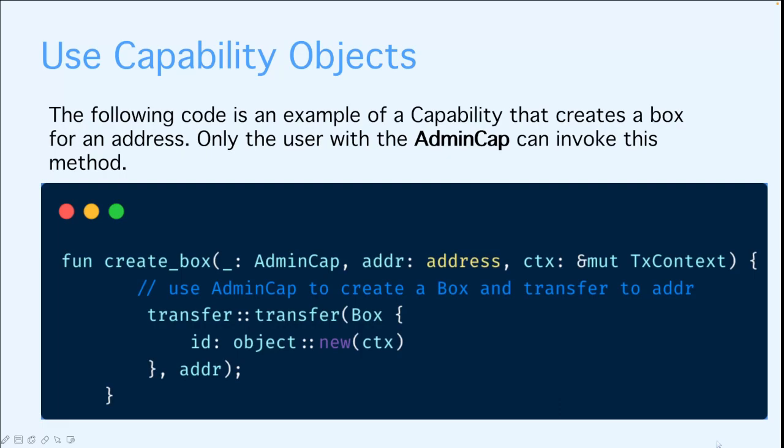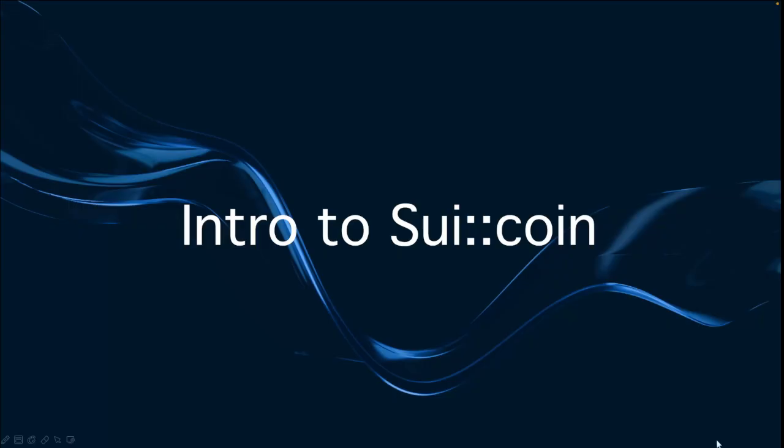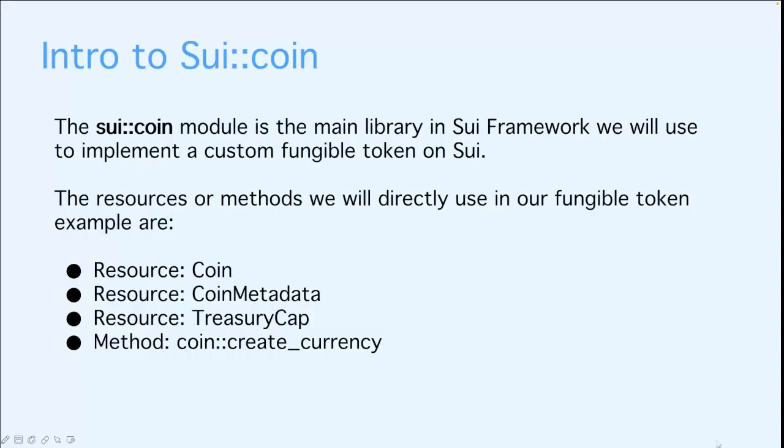Okay, let's start learning the most important part of issuing a fungible token, the Sui Coin module. The Sui Coin module is a central library within the Sui framework, instrumental in the creation of custom fungible tokens on Sui. The resources and methods that we'll employ in our fungible tokens example include the coin metadata, the treasury cap, and all of them are resources. We also need the method coin create currency.